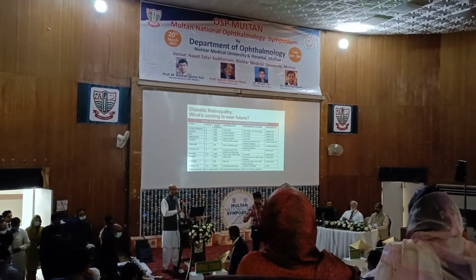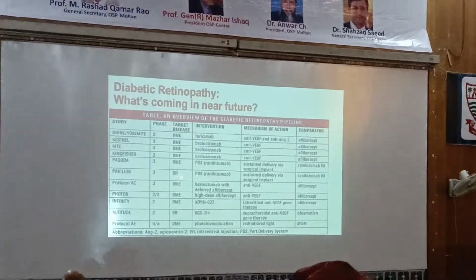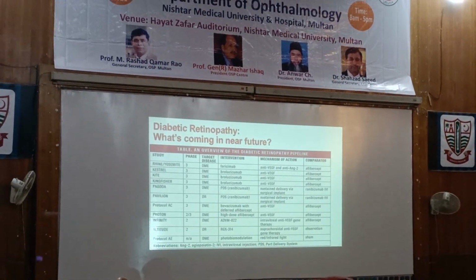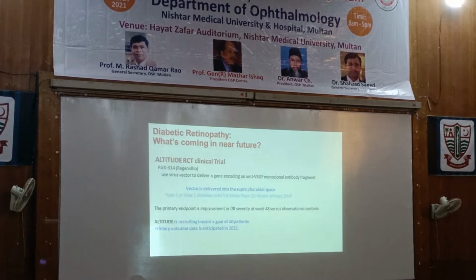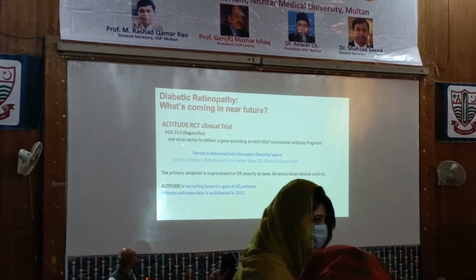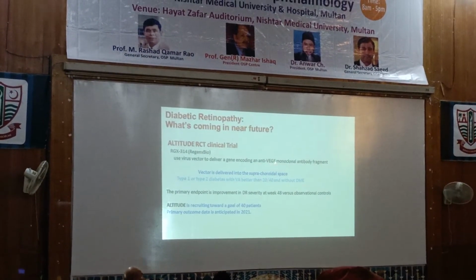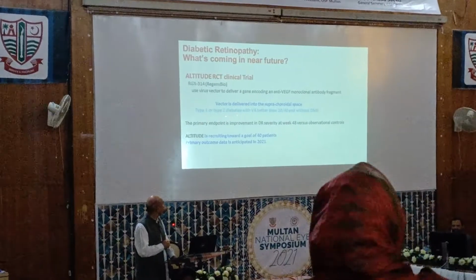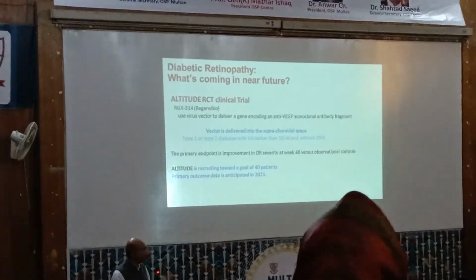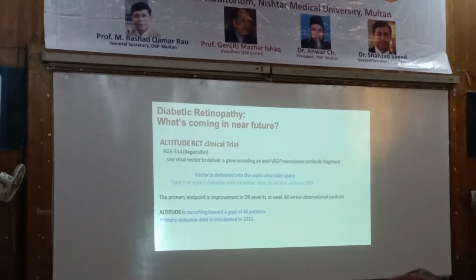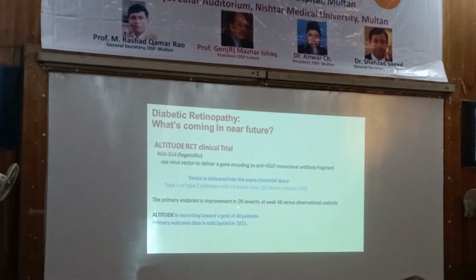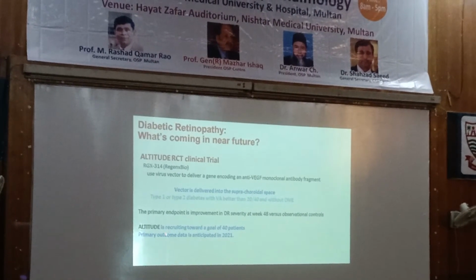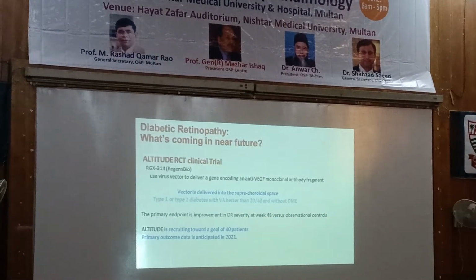Now, there are a lot of things in the pipeline. Most of the drugs and medical therapies are focused on diabetic macular edema, but two studies, Pavilion and Altitude, are also focused on diabetic retinopathy. In Altitude, they use a virus vector to deliver a gene encoding an anti-VEGF monoclonal antibody fragment. The vector is delivered into the suprachoroidal space. Type 1 and 2 diabetes patients with visual acuity of 20/40 and no diabetic macular edema were included. The primary endpoint was improvement in diabetic retinopathy severity at week 48 versus observational controls. It is still ongoing and we are anticipating the results in 2021.